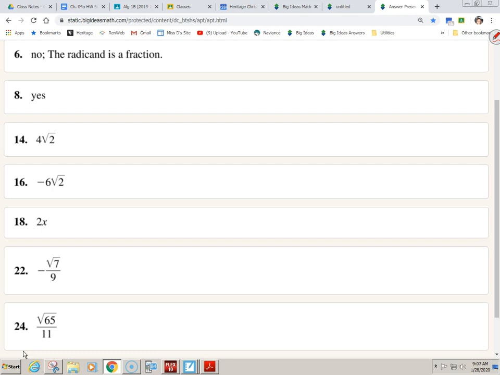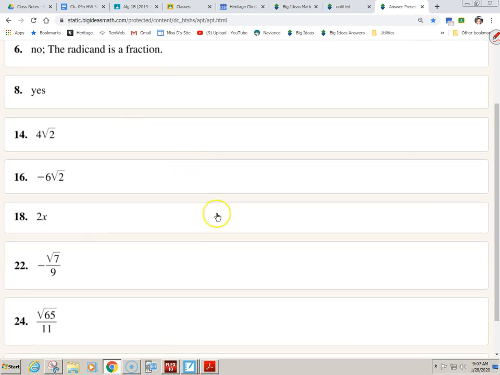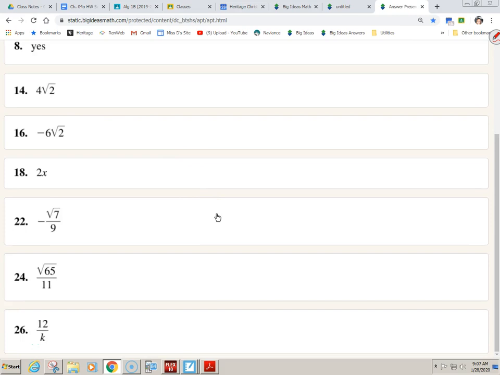Number 22, okay, the top was stuck, but the bottom wasn't. The square root of 81 was 9. And on number 24, the 65 was stuck, but the 11 wasn't. It was the square root of 121, which we didn't know. And then number 26 is 12 over k.